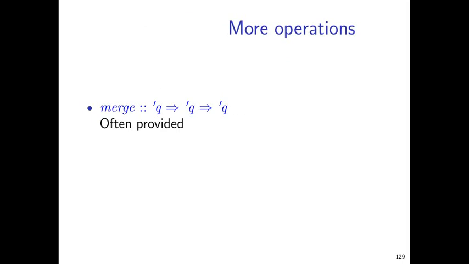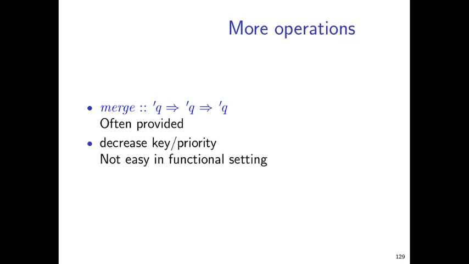And there's another option, merge, that is quite common because it can be efficiently implemented for many functional data structures. So there are even functional data structures that can implement merge in constant time. And merge is just join two priority queues, so form the union of two priority queues. And there's another option that you often see in priority queues, and it's called decrease key.